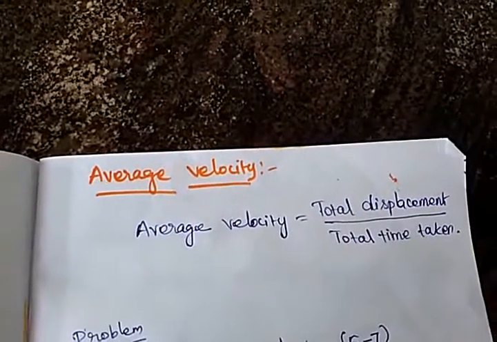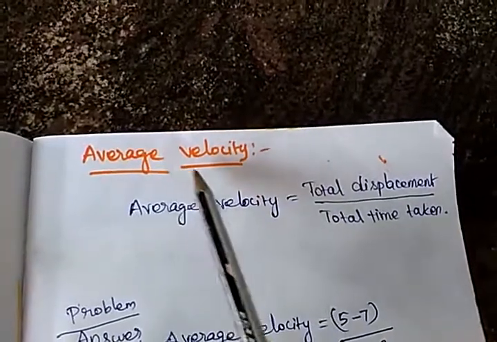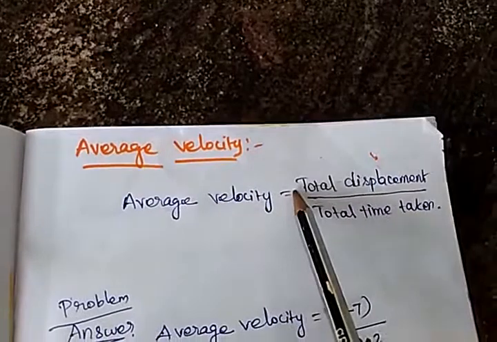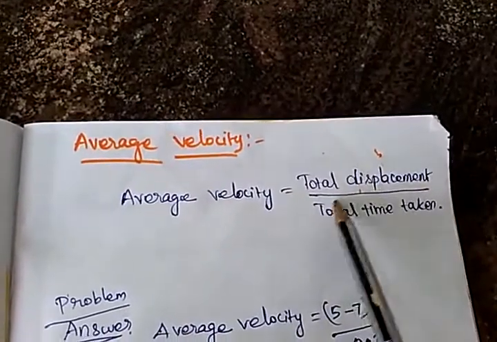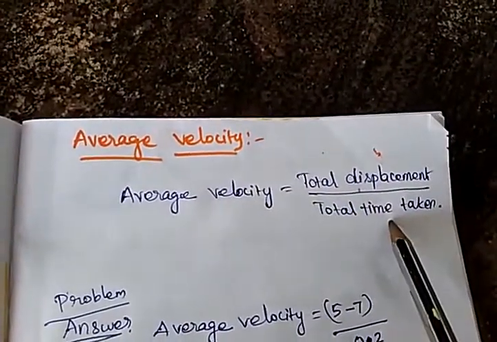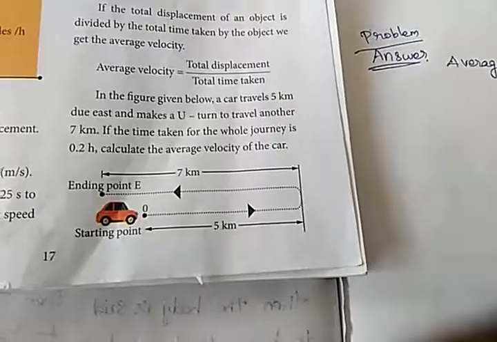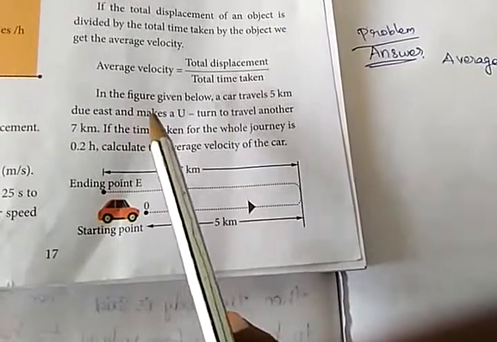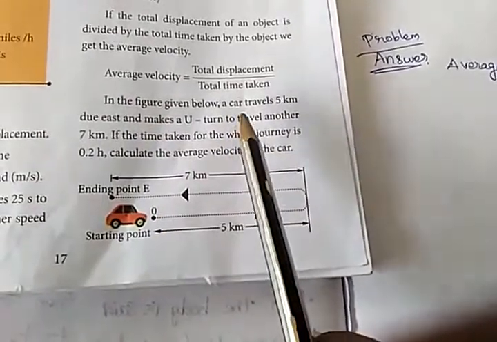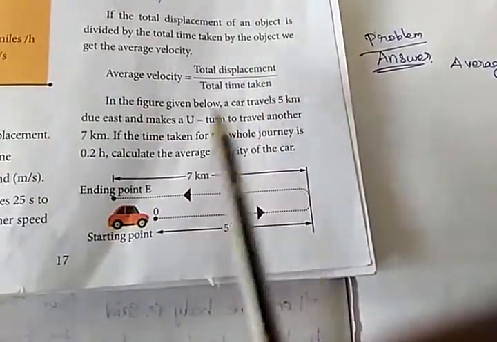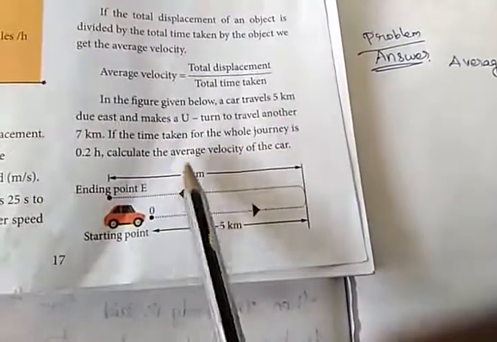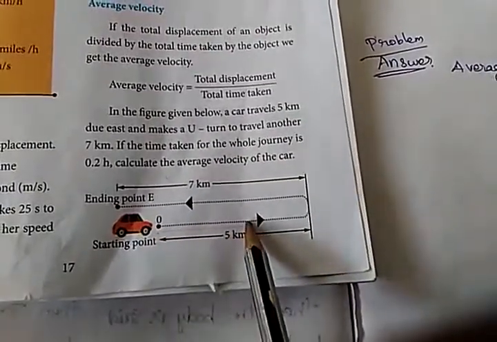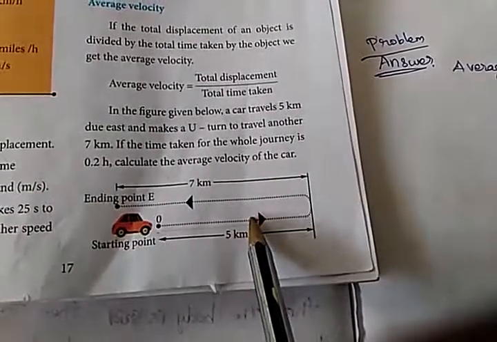Students, average velocity. How to calculate average velocity? Average velocity is equal to total displacement by total time taken. Students, here we see one problem. In the figure given below, a car travels 5 km due east and makes a U-turn.